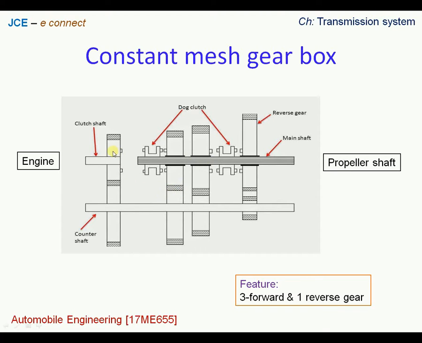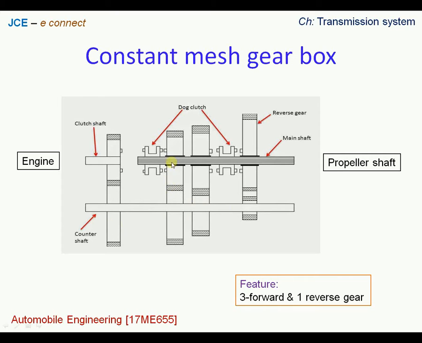We'll now look at the constructional features of this constant mesh gearbox. So here we have the clutch shaft. Onto this we have a clutch gear which is mounted, and this clutch gear is in mesh with another big wheel gear which is mounted on the counter shaft. This is also called as a lay shaft. We see that onto this lay shaft we have gear wheels of different diameters. So we'll begin numbering this.